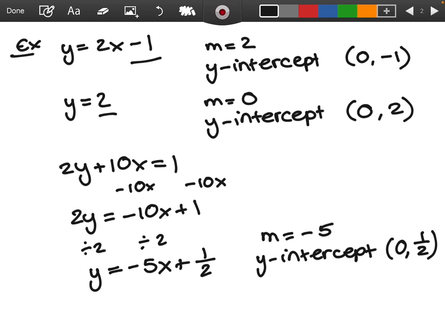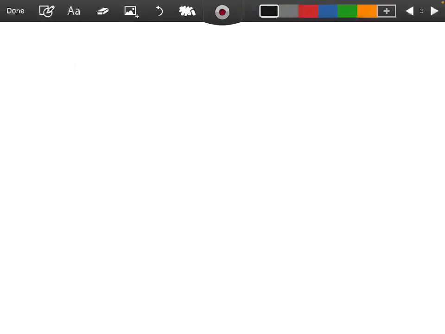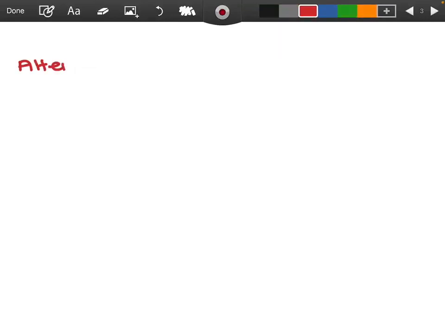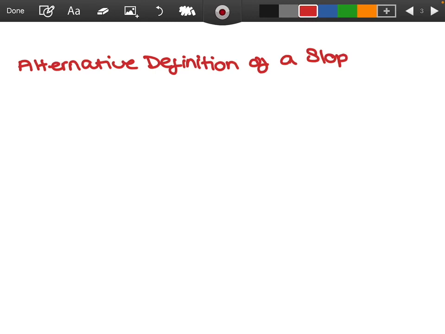But what happens if we aren't given the equation of the line, but instead we are just given a couple points that lie on the line? And they say to you, okay, if these 2 points lie on the line, give me the slope of the line. How do I do it? That is actually something called the alternative definition of a slope. It's just a different way to find the slope given some different information. So, alternative definition of a slope.